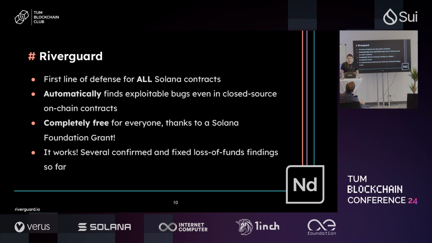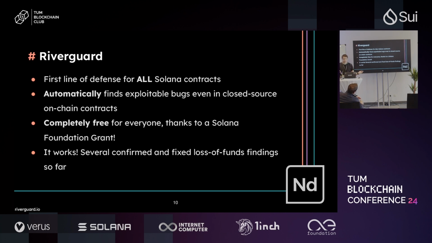Riverguard is the first line of defense for all Solana contracts currently deployed on mainnet. It automatically finds and exploits bugs, even in closed source on-chain contracts. It exploits them privately, not on mainnet, so nobody would ever see it. But this is for verification and eliminating false positives. So no money is stolen at all, just for verification.